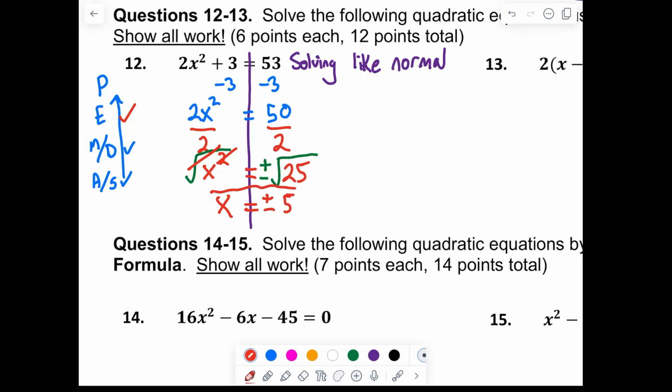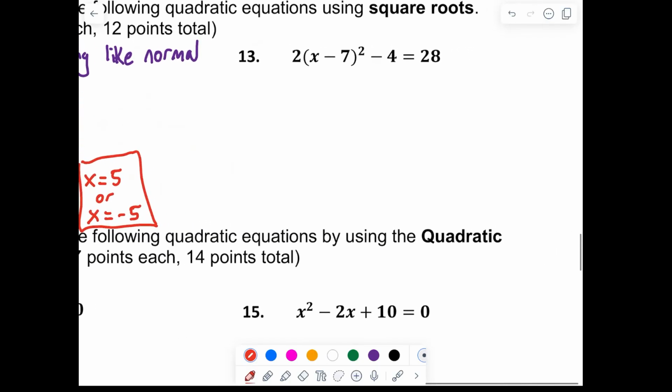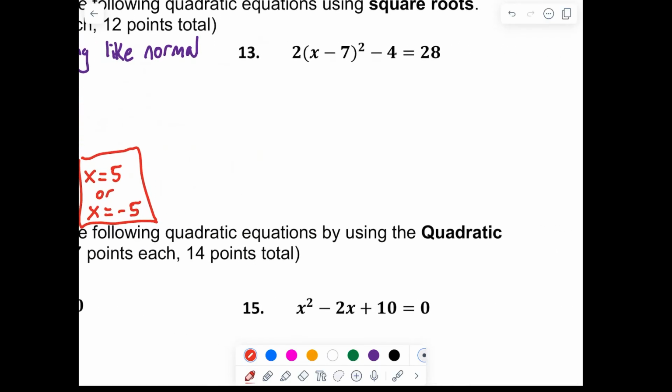Whenever you apply a square root, don't forget you need to take the plus and the minus. Because the square root of 25 is 5, as we all know, and that's the principal square root. But the other root of 25 is negative 5, because negative 5 times negative 5 is also a positive 25.